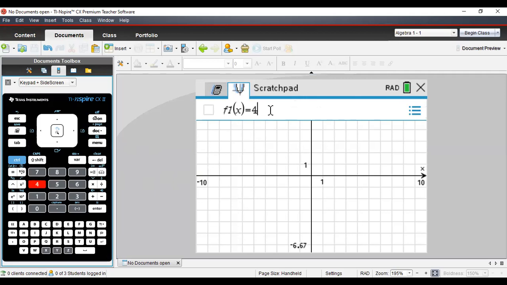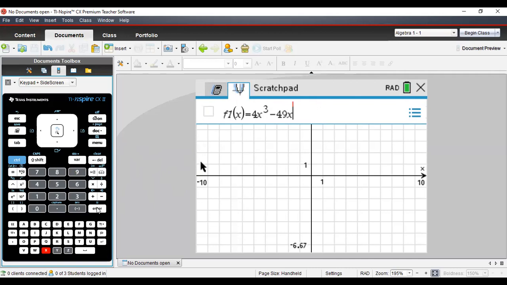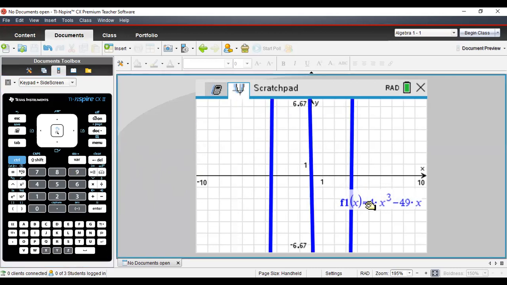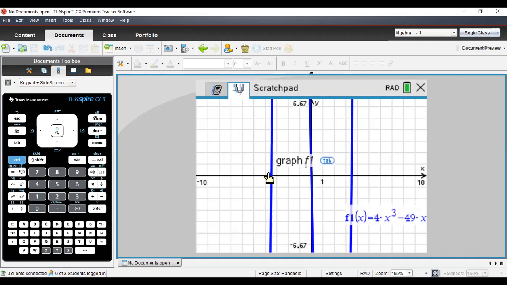So this is going to be 4x to the third power, and then minus 49x. Now, what I'm going to do is just graph this. Let me move this out of the way. Now, you should see that there are 3 zeros. There's one right here, there's one right here, and there's one right here. So I'm going to find them.